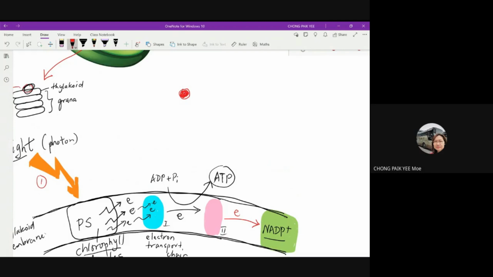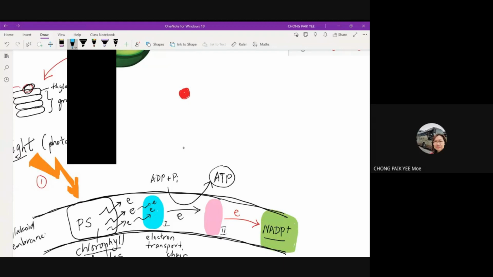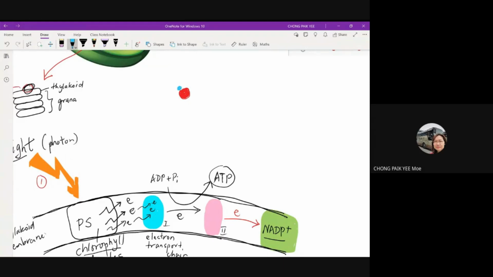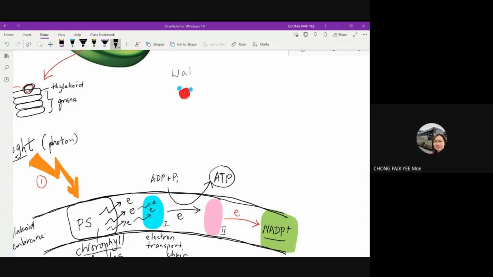I'm going to draw a water molecule. This is your oxygen, and I'm going to draw your hydrogen. So this is your hydrogen, two hydrogens here. So basically this is your water molecule. Now, the water molecule will be split in this reaction. When it is split, you will get two things.